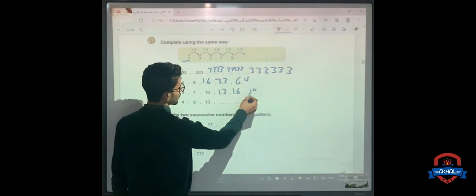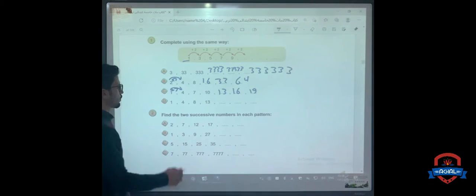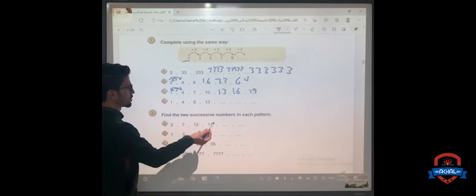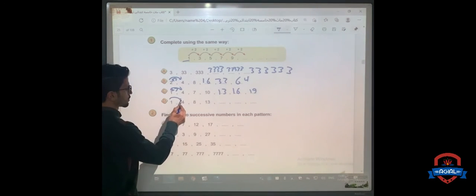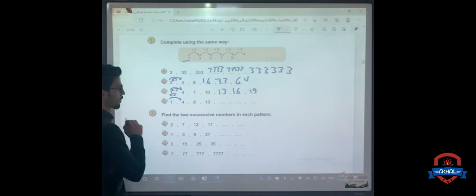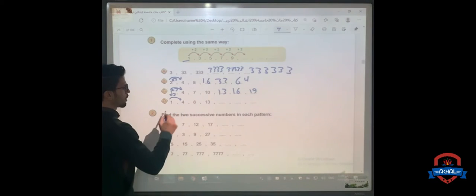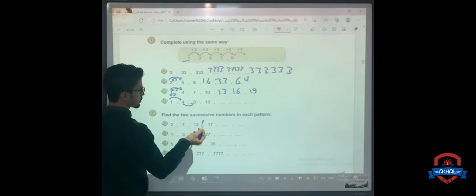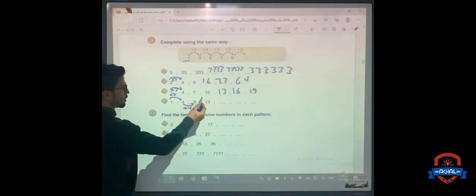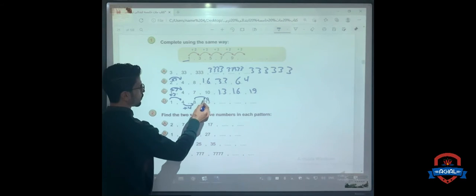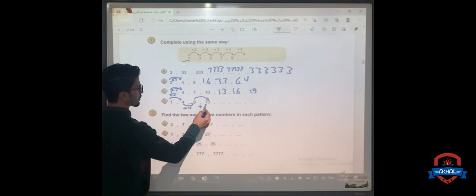So in letter D, we have 1, 4, 8, 13. So what's happened in this pattern? We have to note, or we have to deduce what's happened. I noticed that we add 3 to the first number, so 1 plus 3 equals 4. So we add 3. And 4 became 8, so 4 plus what equals 8? 4 plus 4. And 8 became 13, so we have to add 5, so plus 5.